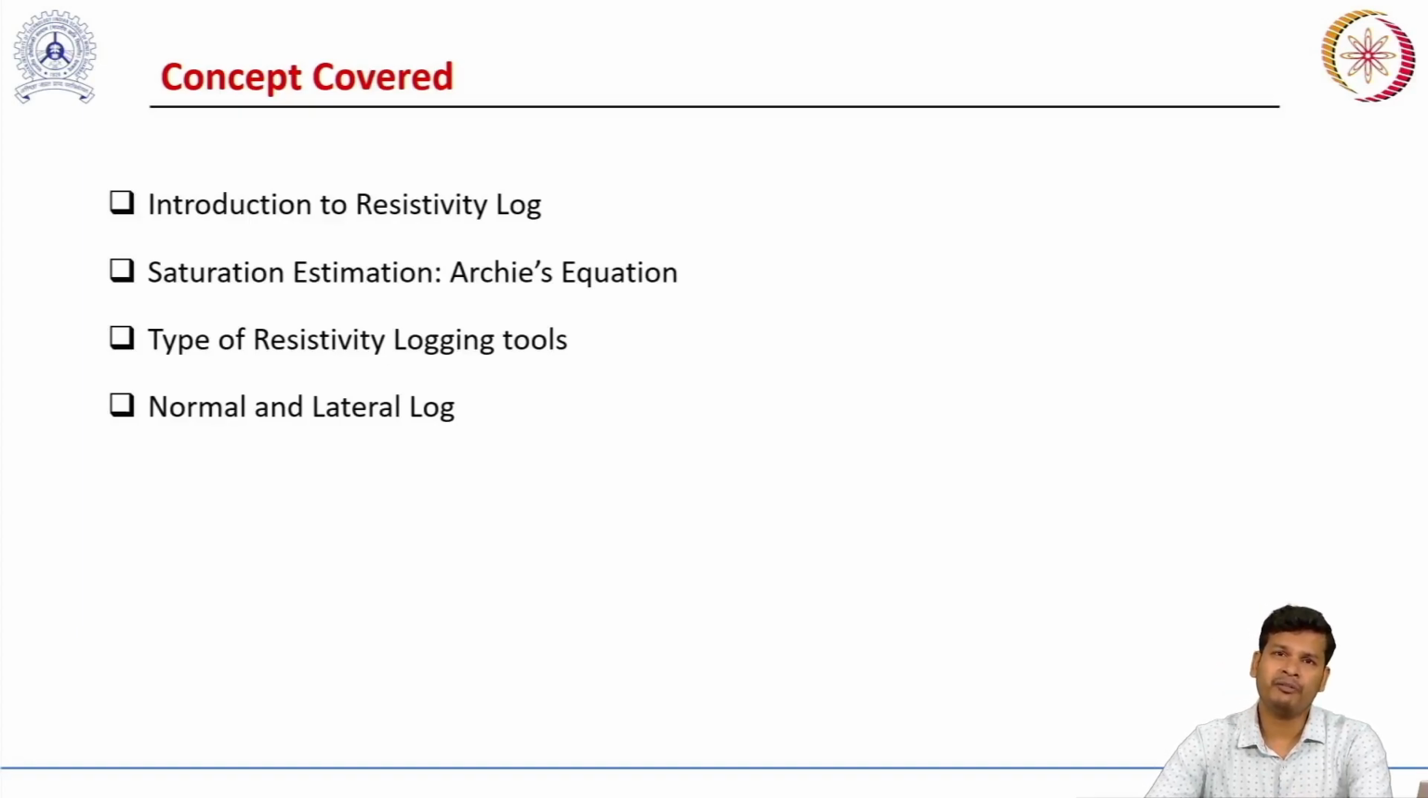Today's lecture will give you an introduction to resistivity logging tools, what the different types of resistivity logging tools are, and how they work. We will discuss some quantitative as well as qualitative application examples, such as using saturation equations or the Archie equation to calculate the formation water saturation. Once we have formation water saturation, we can calculate the oil saturation, and we can also calculate the initial oil and gas in place.